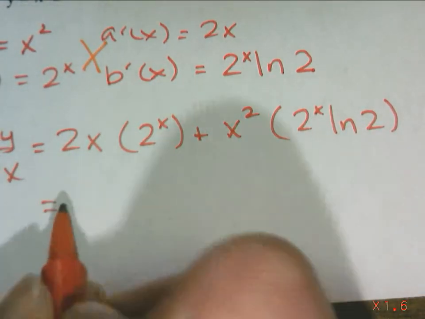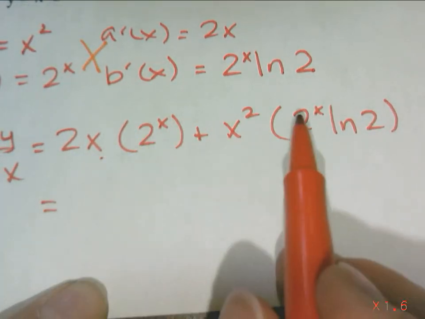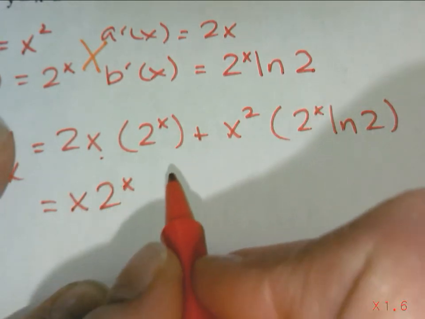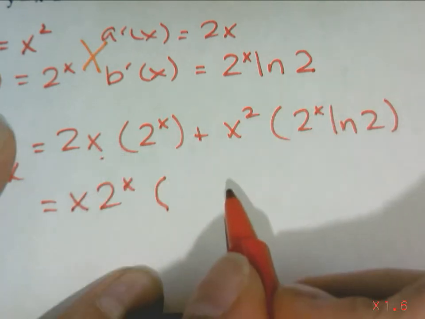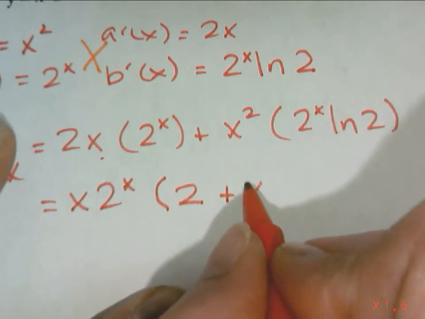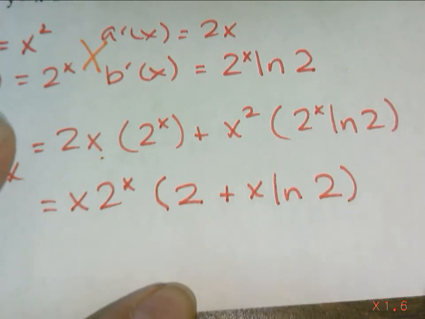Then I can look for a common factor. There's an x in both terms and a 2 to the x in both. So I'm going to pull out x times 2 to the x. From this first term, I'm left with a 2. And from the second term, I'm left with x ln 2.